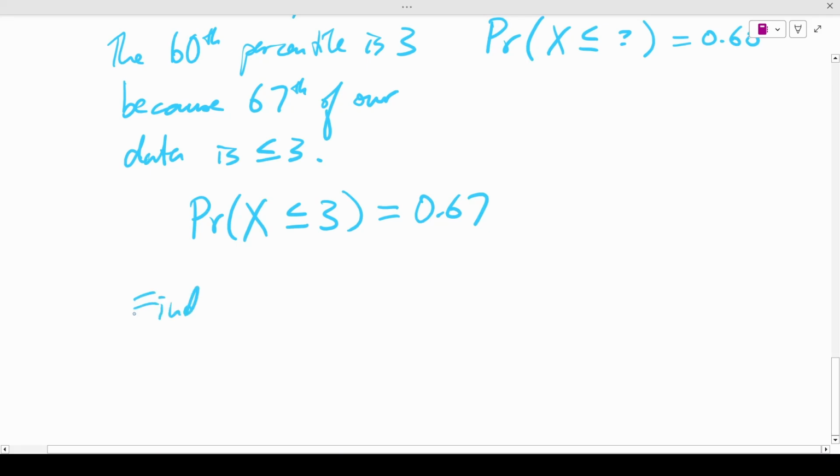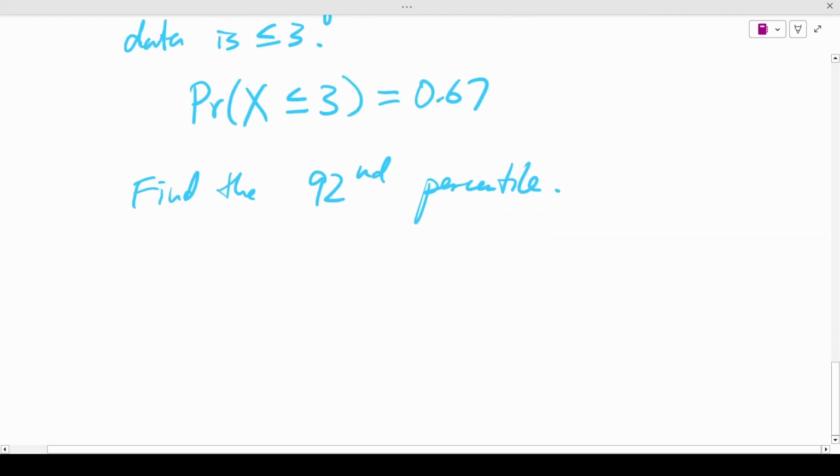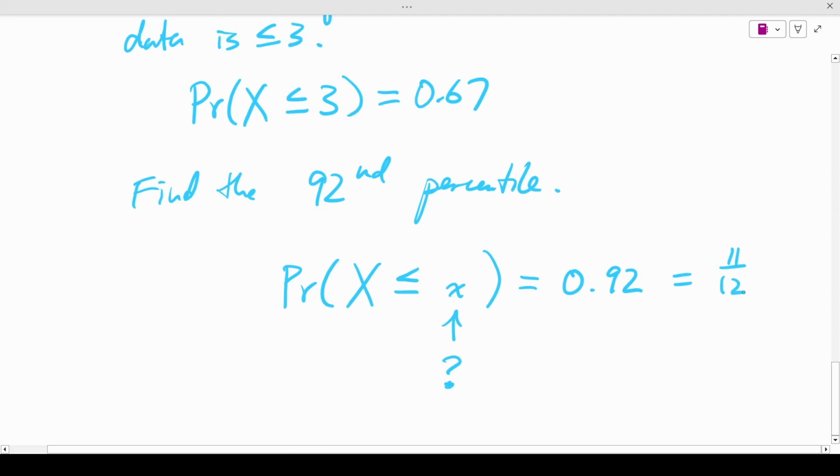Find the 92nd percentile. In other words, we're looking for the x value where if we were to randomly select a data point from our data set, the probability that it's less than or equal to this value should be 92%. And 92% is 11 out of 12.